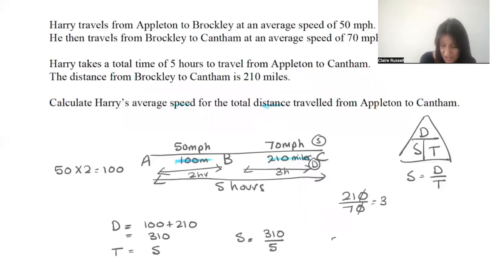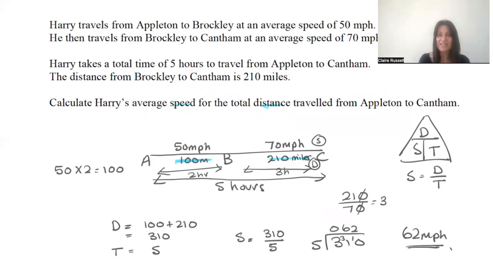And I've got a bus shelter to do again. If I've got a division, I've got a bus shelter. 5s into 3 don't go. 5s into 31 goes 6, remainder 1. And 5s into 10, sorry, go 2. So 62 miles per hour is the answer on that one.